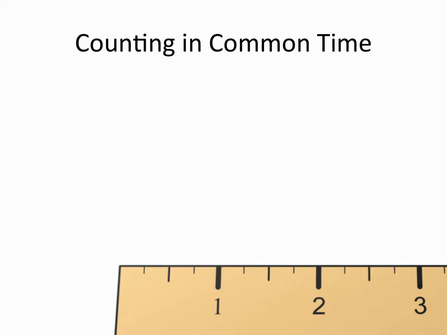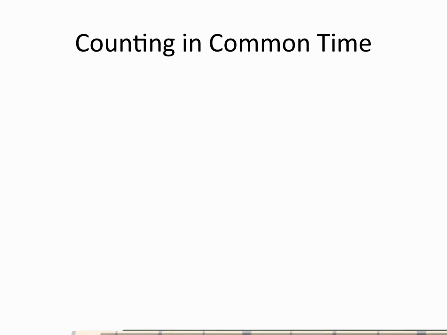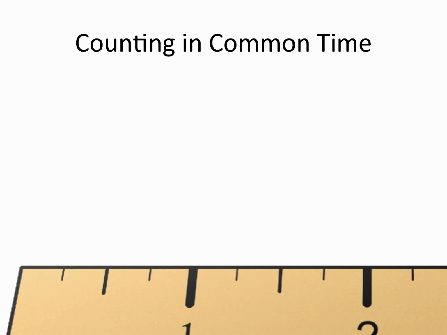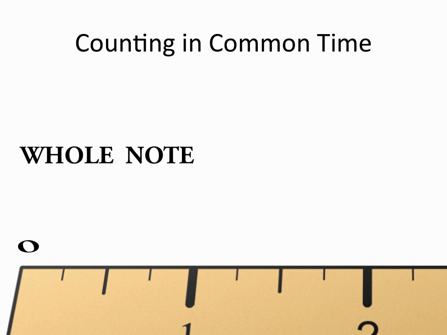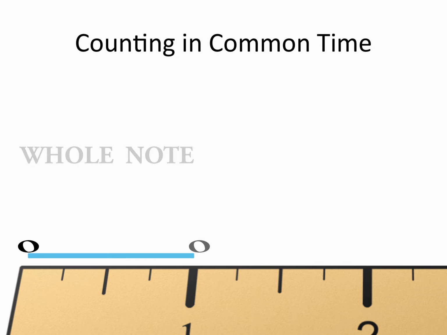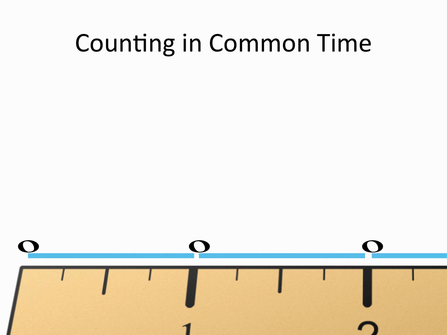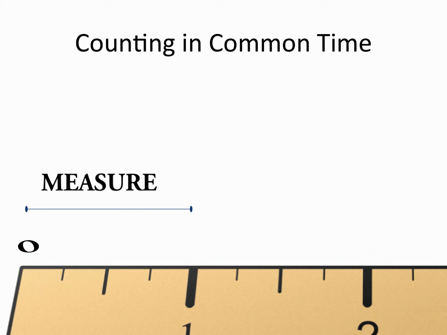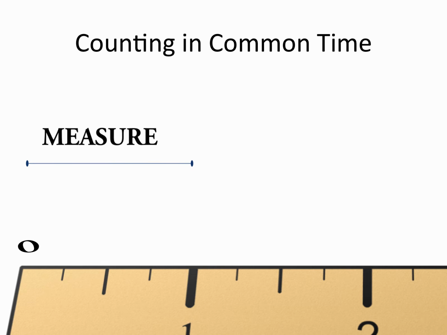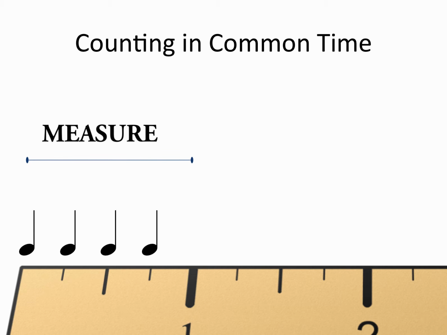In the note duration video, we used a timeline to demonstrate note values smaller than a whole note. In common time, each new whole note corresponds to a new unit on the ruler, and we call this a measure. A measure contains many notes of differing note values, as long as the total duration adds up to a whole note. 4 quarter notes can complete a measure, or a half and 2 quarters, or any similar combination.